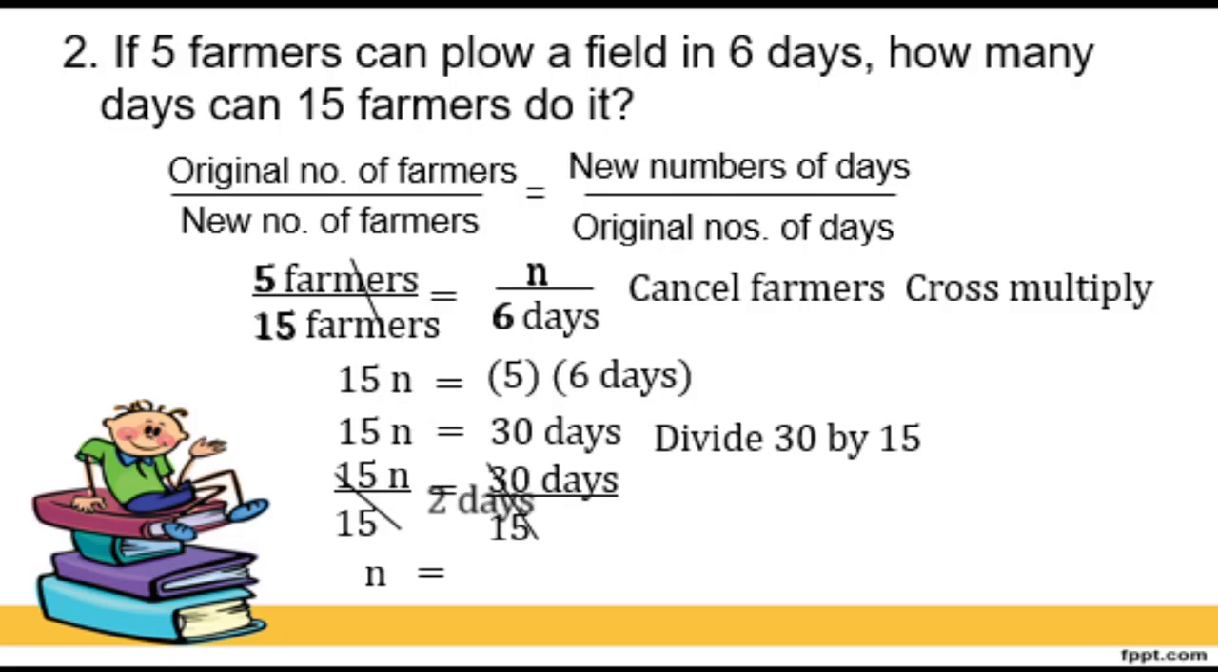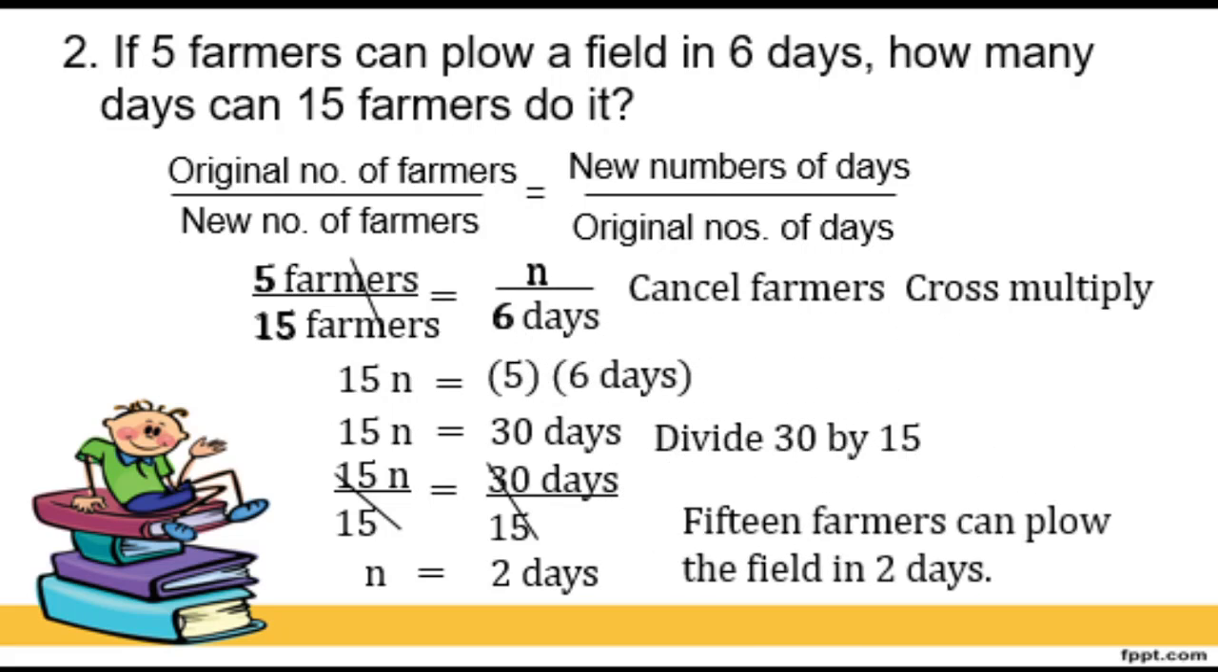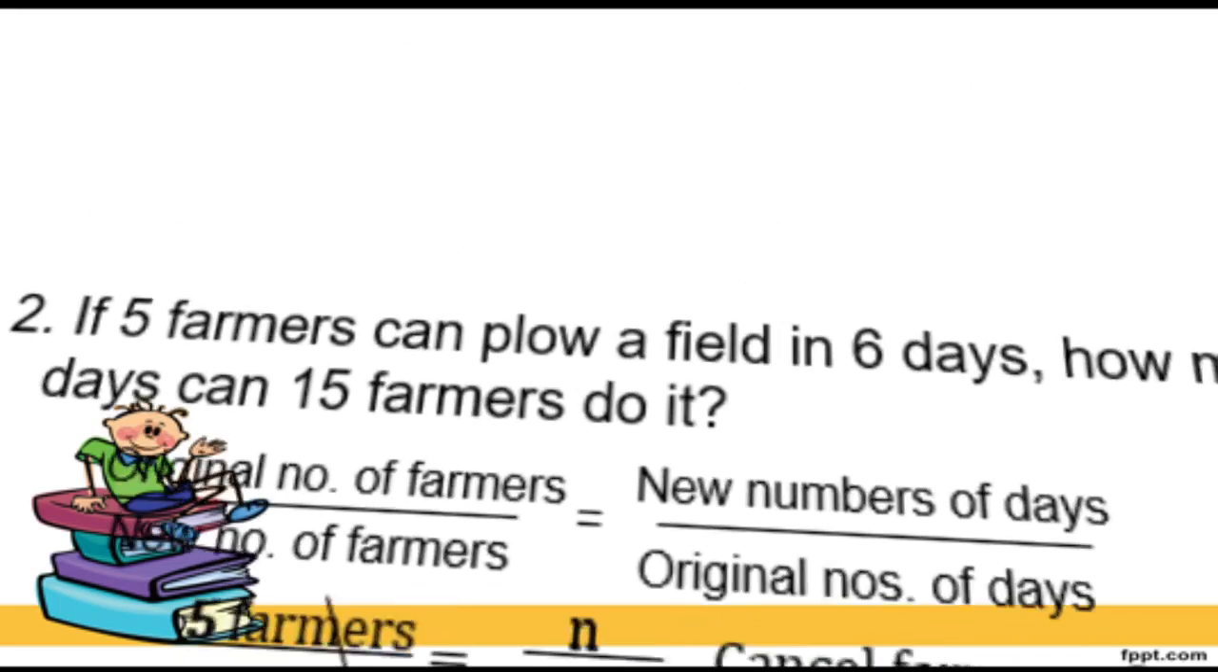So, 2 days. Meaning, 15 farmers on the same field, the same lot area, can finish what is done in 6 days. Once we add farmers, the work that takes 6 days will take only 2 days if there are 15 farmers. So, 15 farmers can plow the field in 2 days. Next.